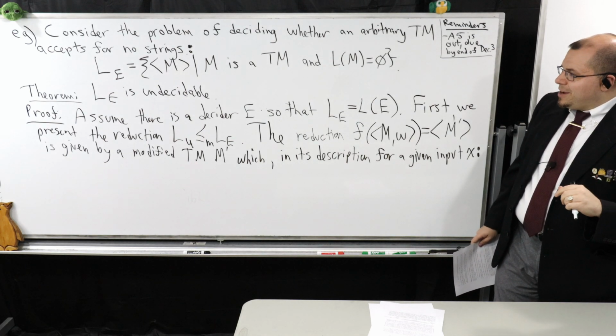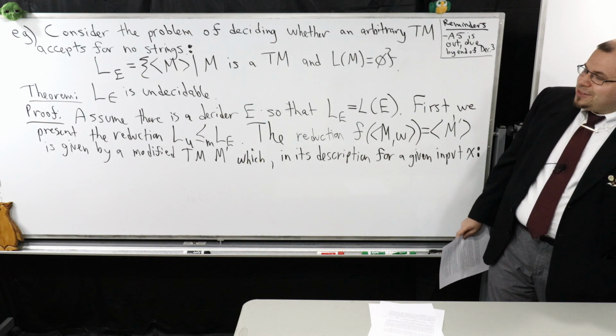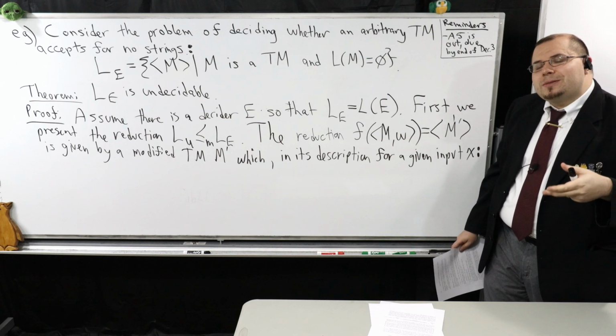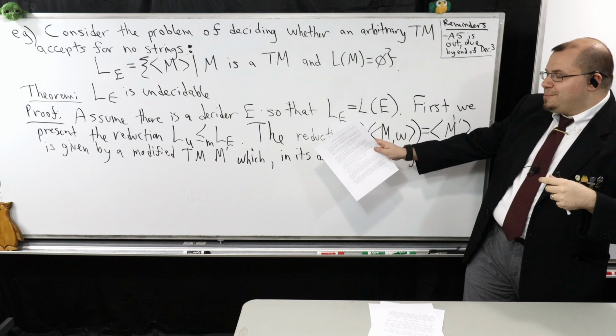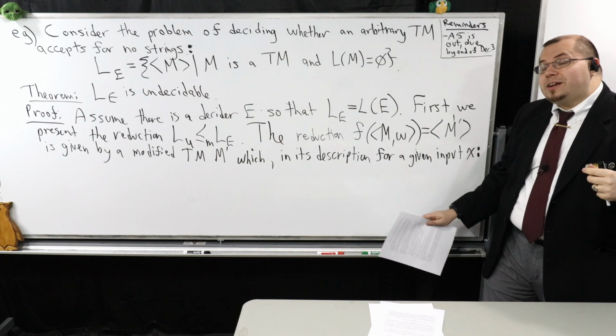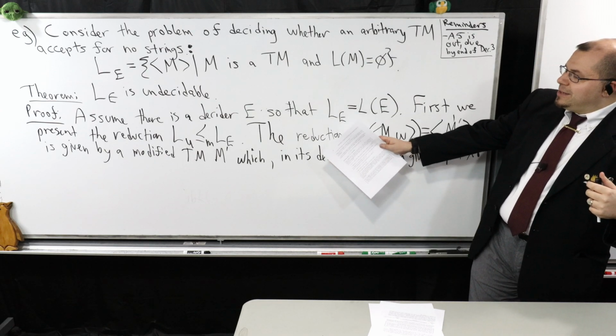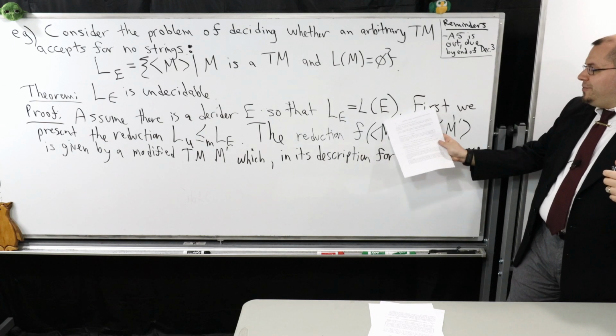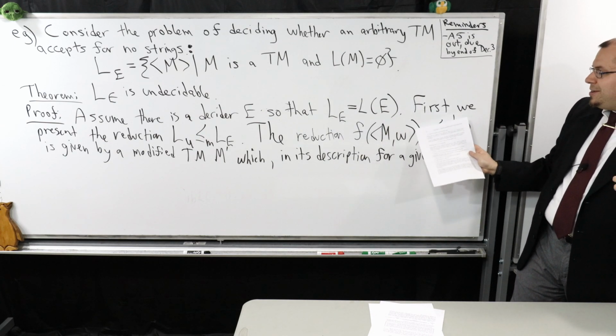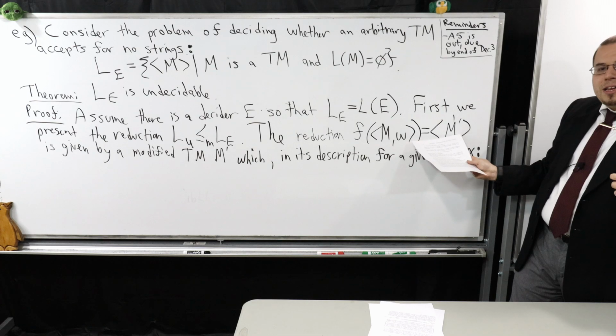Well, think about it. Keep in mind, I'm just talking from the perspective of constructing M prime. Indeed, you can get different M's and W's, but think about it when I get to the stage where I'm given these two. I can use M and I can use W, right?